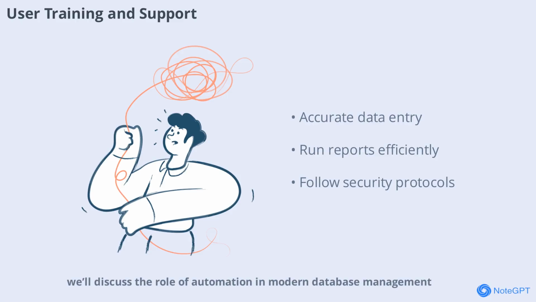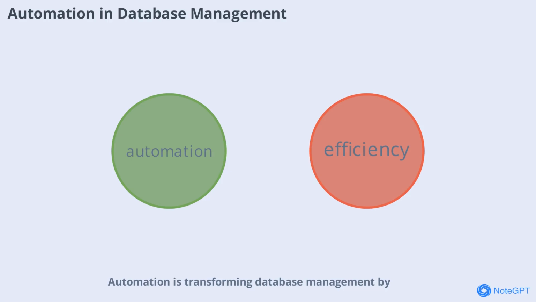Next, we'll discuss the role of automation in modern database management. Automation is transforming database management by reducing manual tasks and improving efficiency. Automated backups, monitoring, and updates save time and minimize human error. Tools like scripts and scheduling software can handle routine maintenance, freeing up administrators for more strategic work. Embracing automation helps organizations scale and adapt to changing needs.